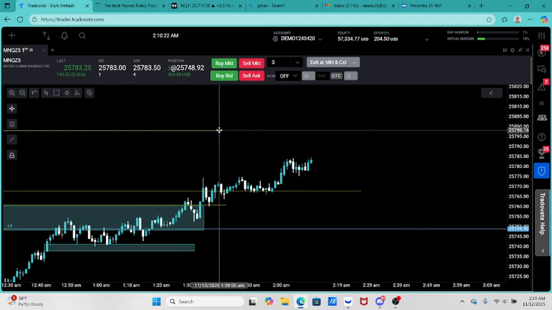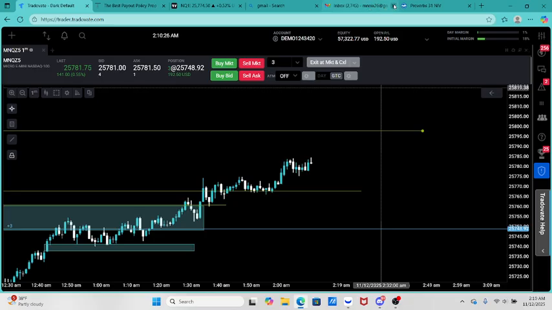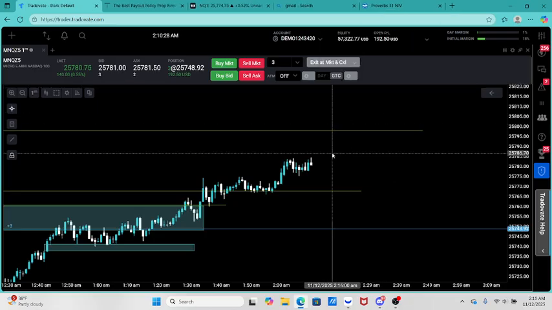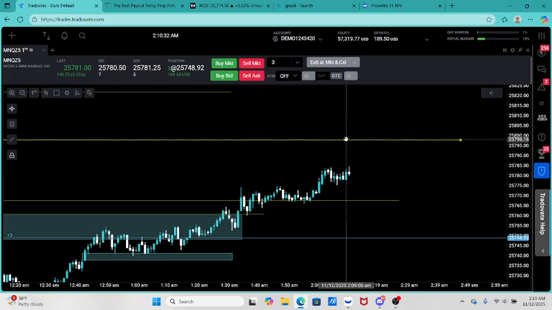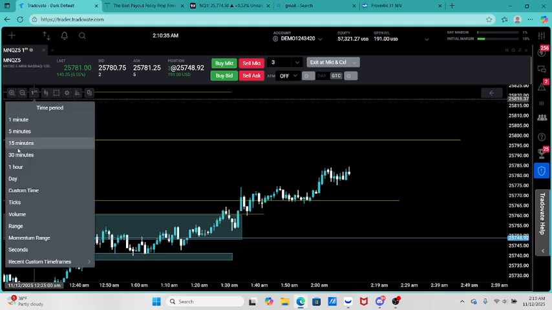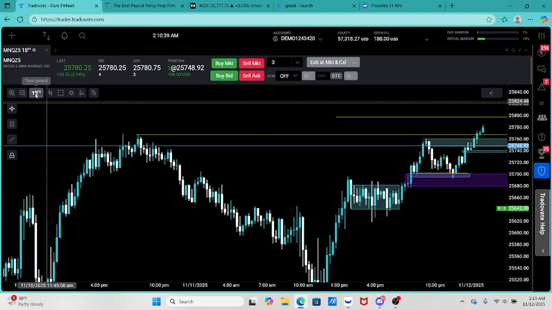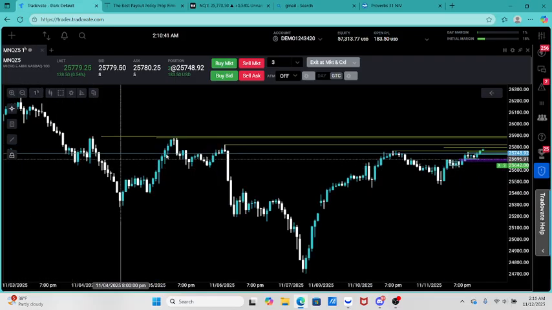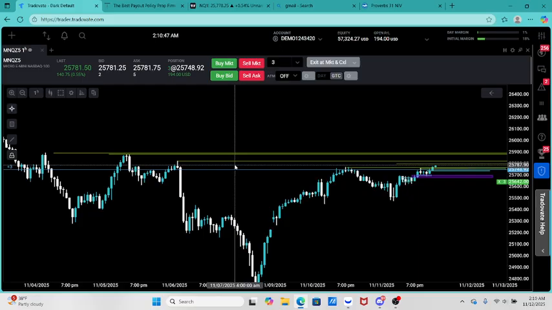We're approaching our price target right here. Looking to scale out right there. As soon as we get above that, I'm just going to be holding on to maybe one more contract. Where are we at here?